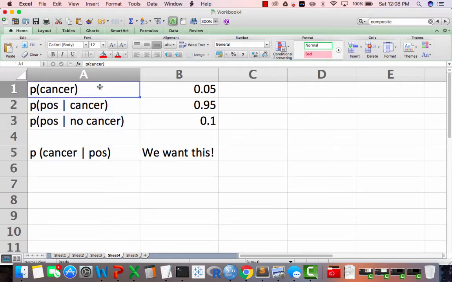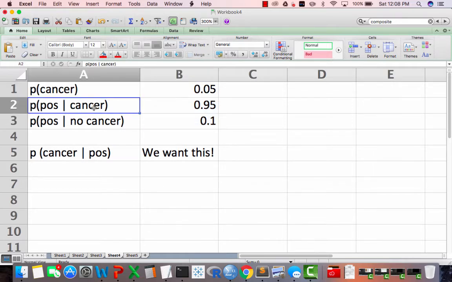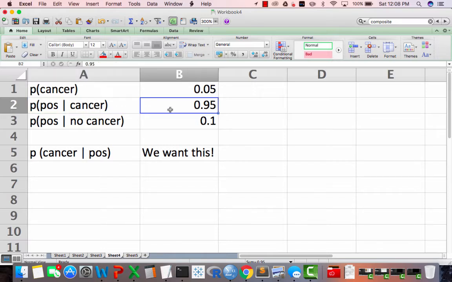We need to know the base rate probability of having cancer out there in the population. And I just made these numbers up, by the way, over here in column B. So we can just pretend that that's 5%. The probability of getting a positive result given that the person has cancer, I'm going to say that's 95%. So sounds pretty accurate, right?